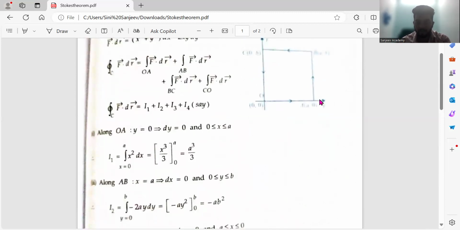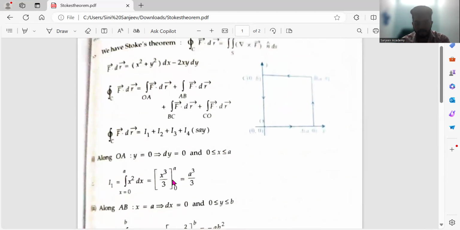Then coming to along AB. Correct? On AB, what is my x? The x value is a. On AB, the x value is a, so dx is what? 0. Clear? dx is also 0. So if dx is 0, then what will happen? Here, this full term is gone. This will become 0. Minus 2xy into dy.